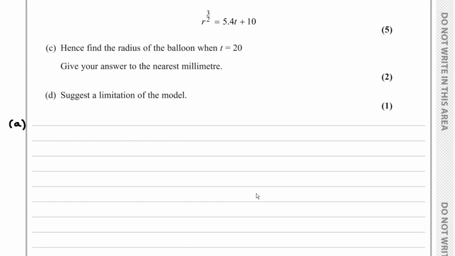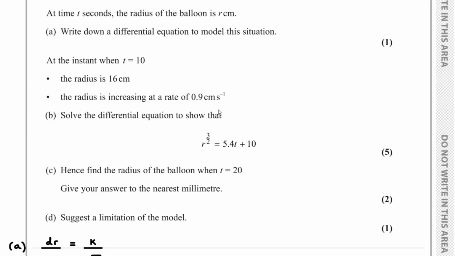For part A, because the balloon is being inflated, the rate of change of the radius with respect to time will be positive, and we know that the rate of increase of the radius of the balloon is inversely proportional to the square root of the radius of the balloon. So we have dr over dt equals k over the square root of r.